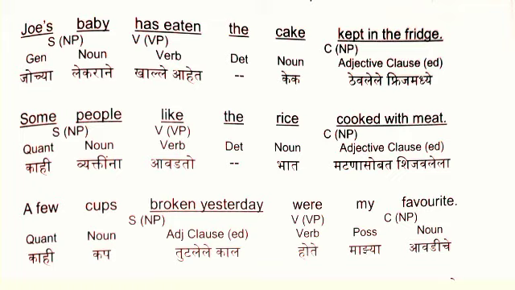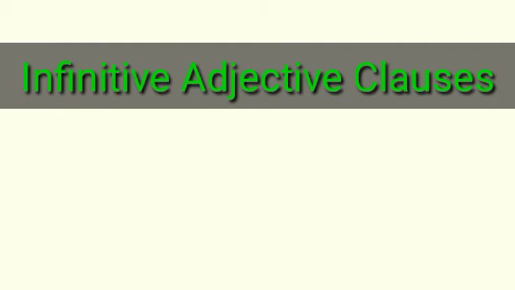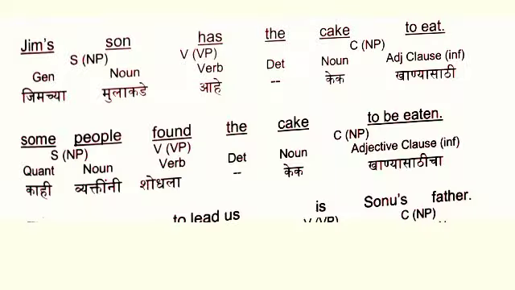Now, let's have a few examples of infinitive adjective clauses or infinitive relative clauses. These are normally introduced with to plus infinitive. Have a look at the first example. Jim's son has the cake to eat. Cake to eat is a noun phrase. To eat is an infinitive clause. Look at the second example. Some people found the cake to be eaten. Cake to be eaten is again a noun phrase. To be eaten is an infinitive clause, and it is a relative clause.